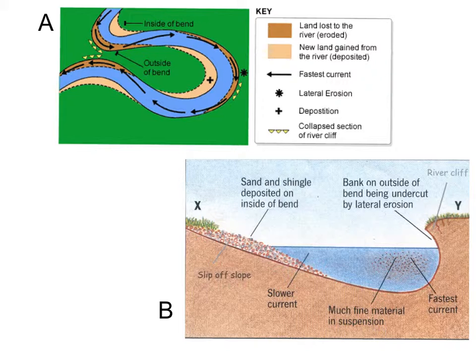Now on the inside you've got slower current, so there's more deposition. The sand and the shingle here you can see is deposited on the inside of the bend, and it's what's called a slip-off slope. So combine those keywords with the idea of the flow of the river, and you've got your 4 marks in any exam question on meanders.